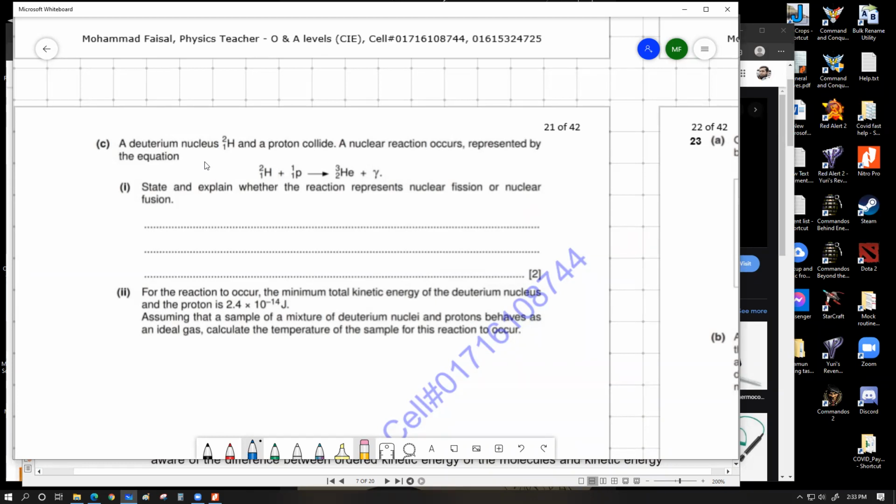The statement asks whether the reaction represents a nuclear fission or nuclear fusion. Well, it's obviously nuclear fusion. I'm going to write nuclear fusion, full stop. That's the straight answer. Then you have to write that here the smaller particles or smaller nuclides are merging together to produce a bigger nuclide. So it's a nuclear fusion process.